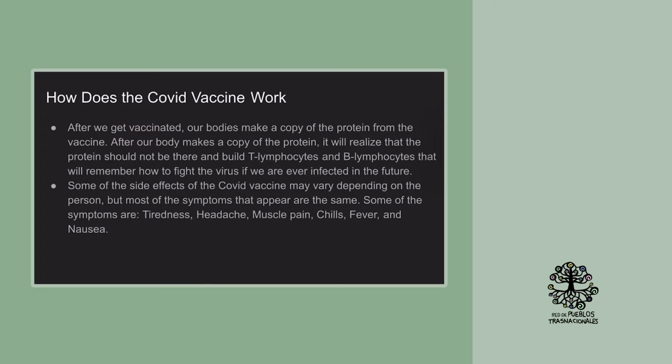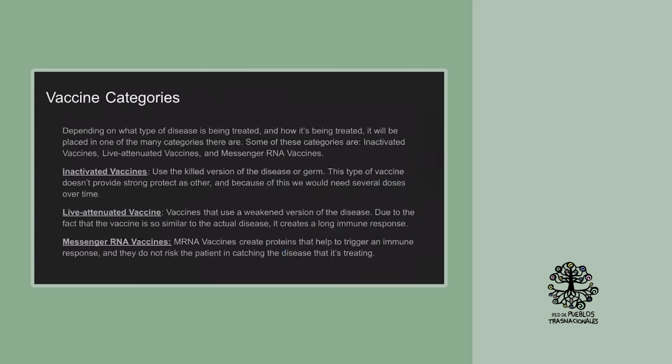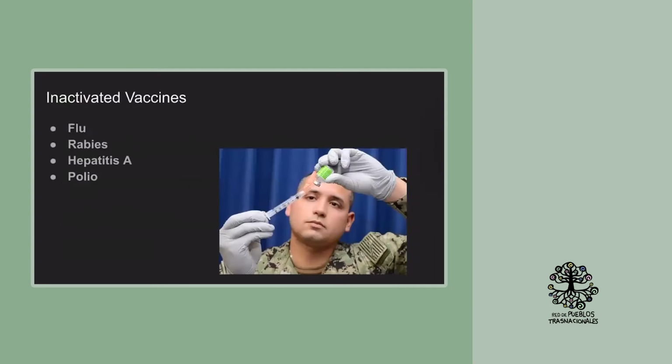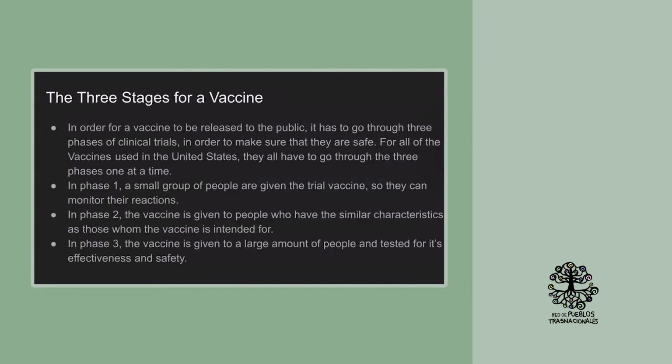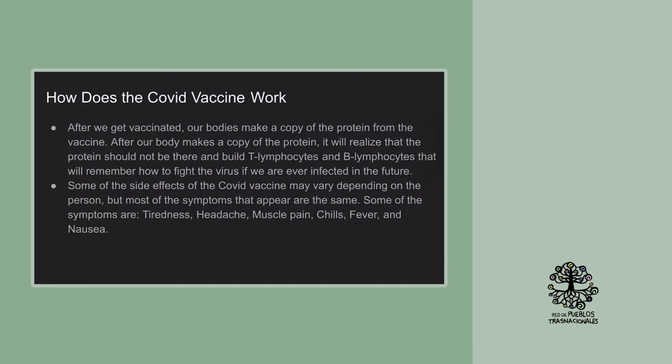So this is the mRNA vaccine that we talked about, the vaccines that create the protein to trigger an immune response. So this is how the COVID vaccine works. It creates a protein that our body will later recognize if we ever get infected.